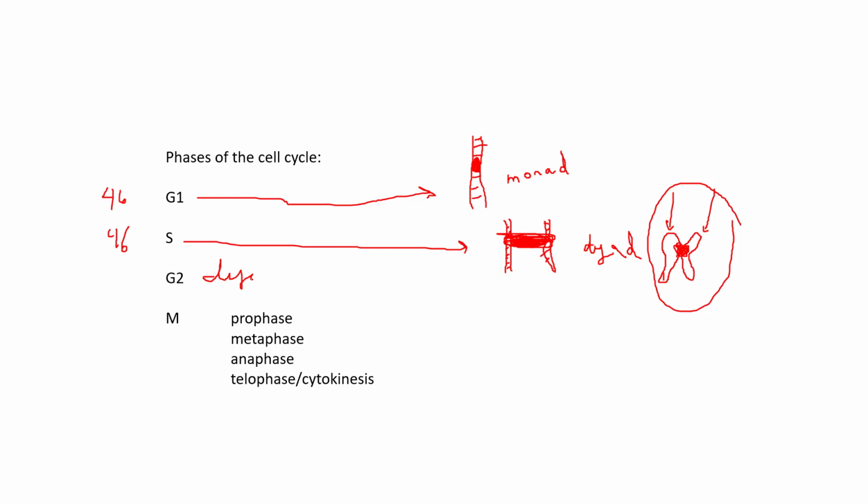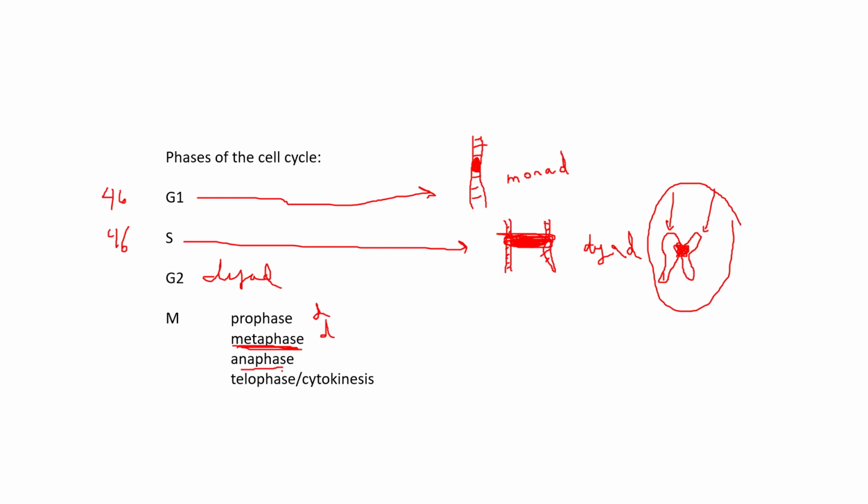In G2, the chromosomes stay in the dyad form. So I'm just going to write dyad form here. And then when the cell goes into M phase, prophase is still a dyad form. Metaphase is still a dyad form. And metaphase is when they usually photograph chromosomes in a cell. And so that's why when you see a photograph of chromosomes, they usually have that little X shape, each of them, because they're in the dyad form.